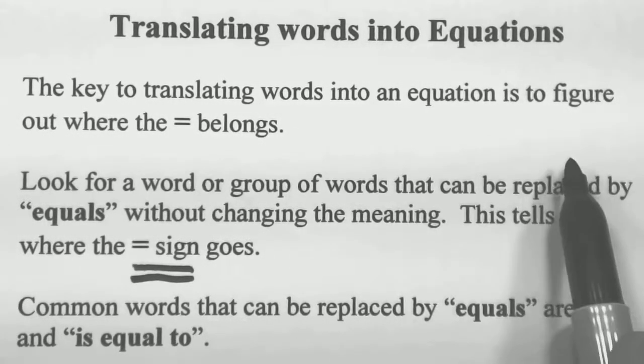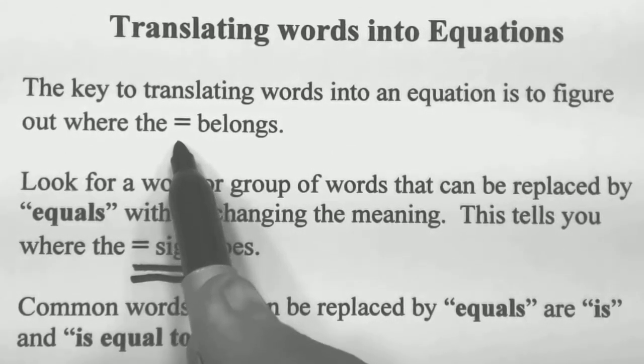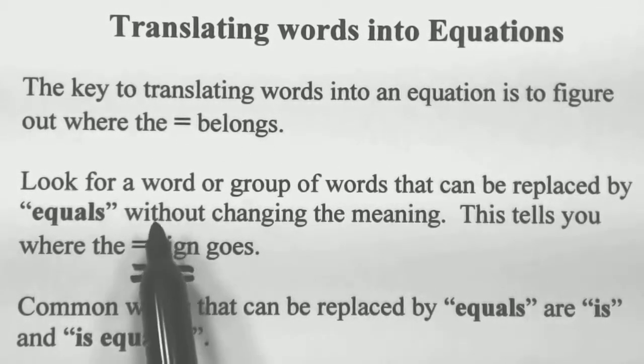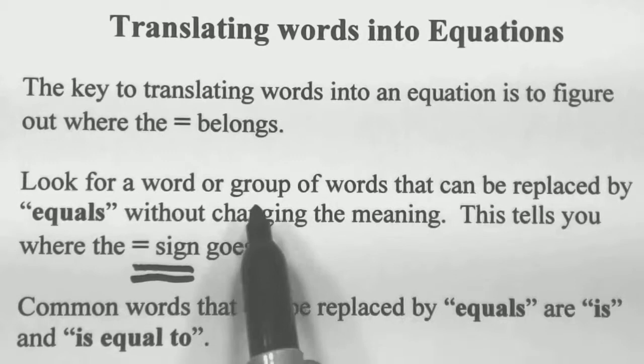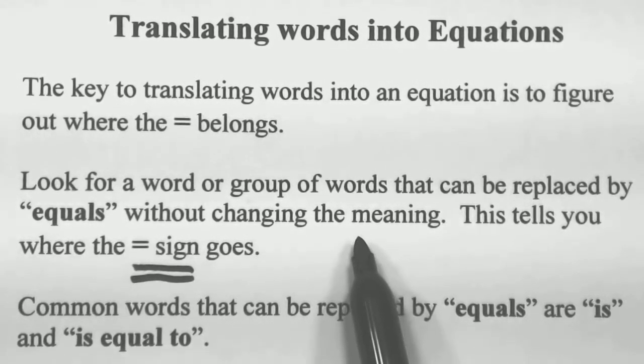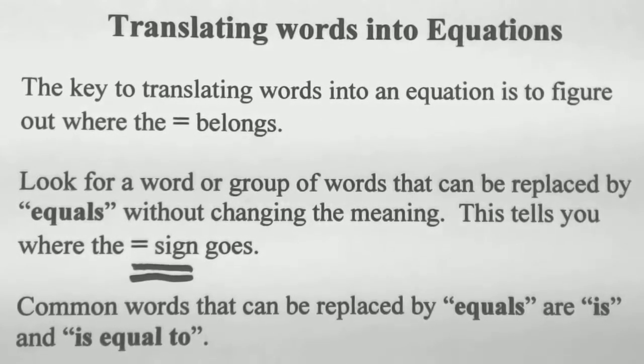The key to doing this is to figure out where the equal sign goes in the wording that you have. What you do is look for a word or a group of words that can be replaced by the word equals without changing the meaning. Once you've done this, this tells you exactly where the equal sign goes.